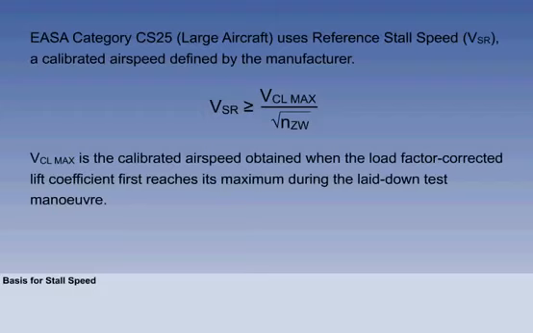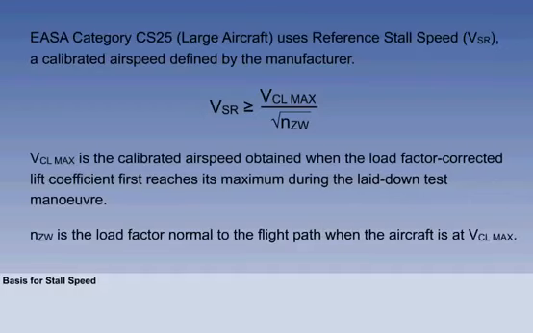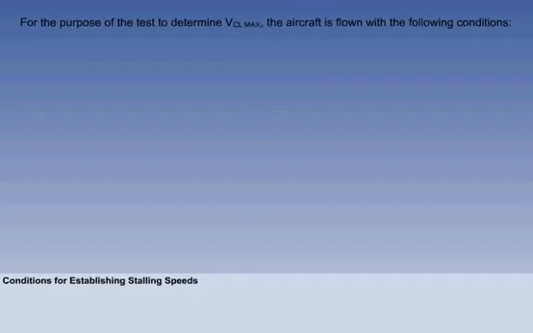the lay-down test maneuver. In addition, if the aircraft is fitted with a stick pusher, a stall prevention device described in the next section of the lesson, VCL max may not be less than the speed at which the device operates. NZW is the load factor normal to the flight path when the aircraft is at VCL max. For an aircraft without a stick pusher, the speed at which it reaches its CL max at 1G, in other words its 1G stalling speed, can be considered to be its VSR.